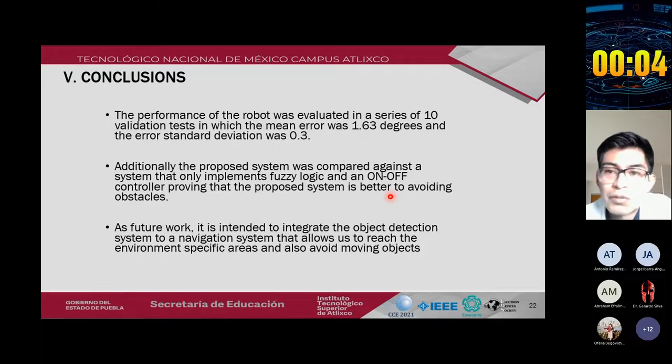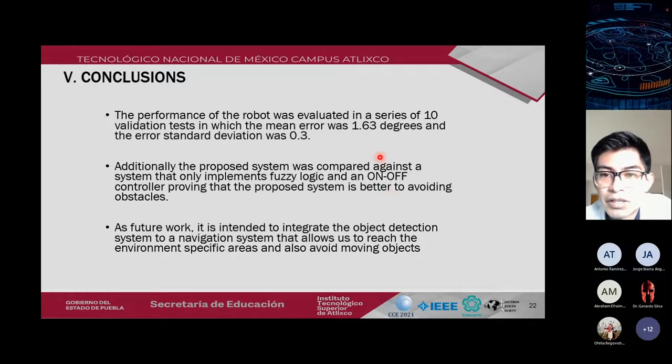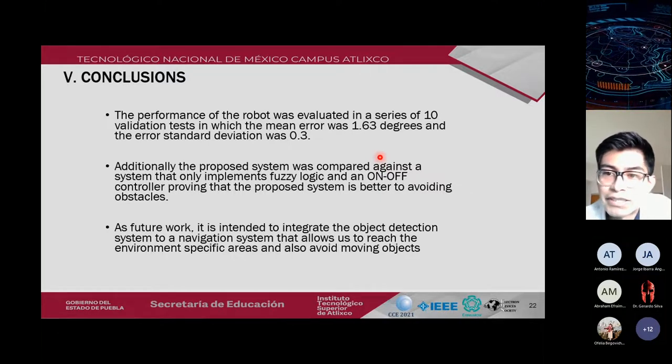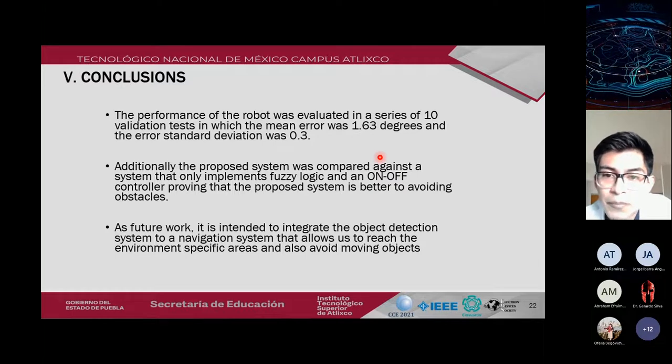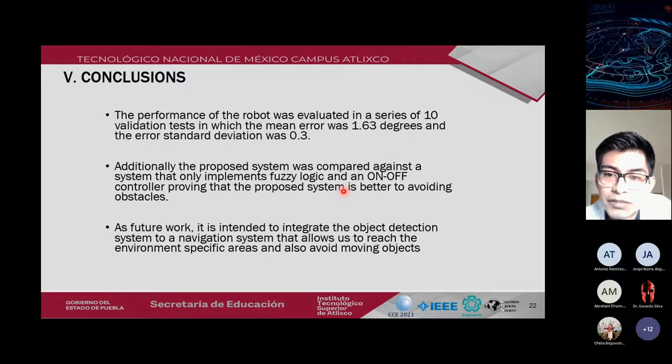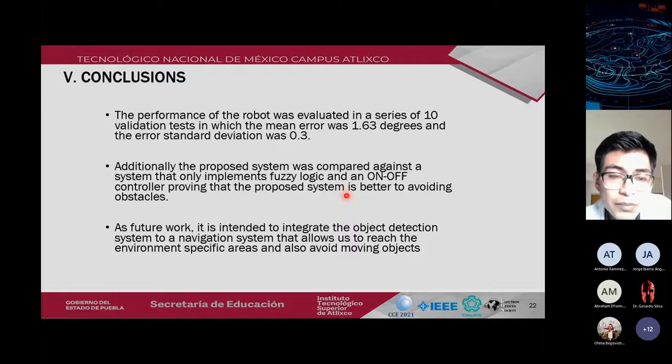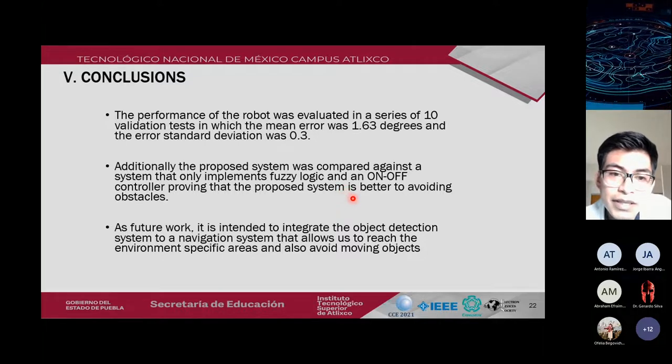Conclusions. The performance of the robot was evaluated in a series of 10 validation tests in which the mean error was 1.63 degrees and the error standard deviation was 0.3. Additionally, the proposed system was compared against a system that only implements fuzzy logic and on-off control, proving that the proposed system is better at avoiding obstacles.